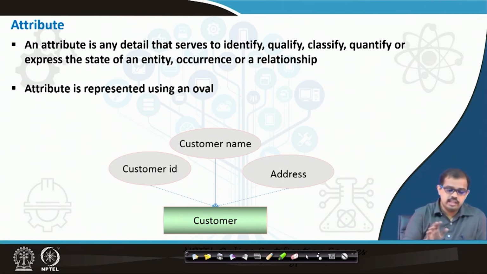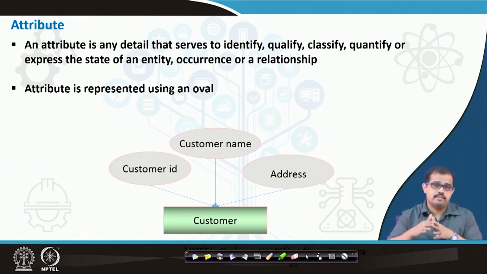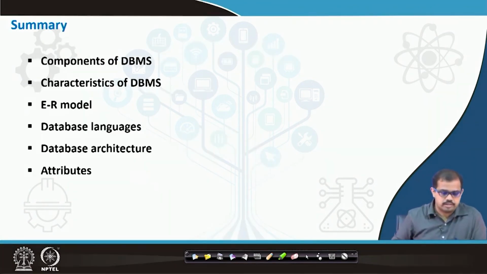So, this is another part of a database management system. We have three kinds of boxes. One is a rectangle, another is a diamond, and another is an oval. The oval represents attributes, the rectangle represents an entity, whereas relationships are defined based on your diamond boxes.